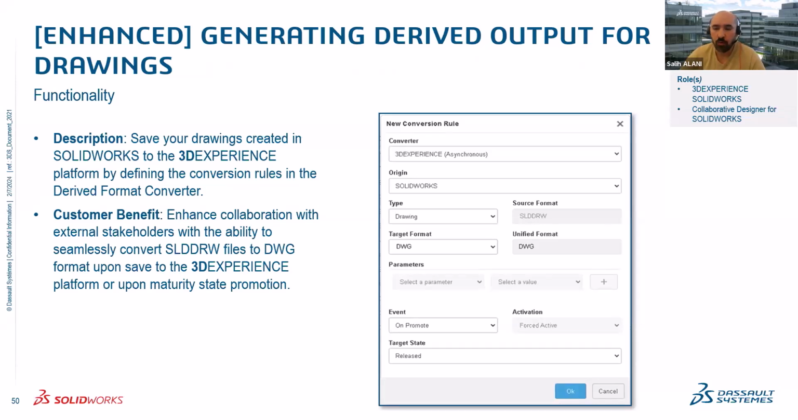We continue to add more derived file formats to this tool. So for example, you can create new rules right now to include DWG and DXF. If you have a drawing that is in the release state, you would be able to create a rule: when the file is released, generate DWG and DXF. So this is also another great way to automate the creation of DXF and DWG on the platform.